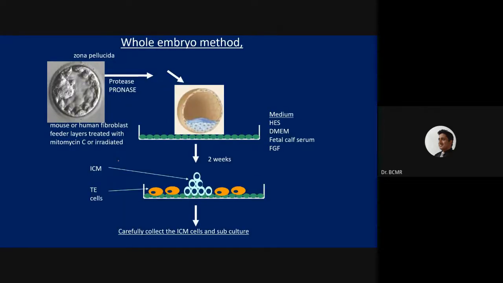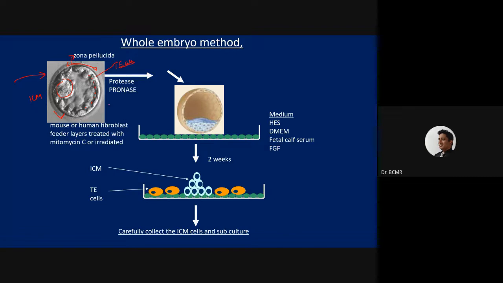First one, the whole embryo method. If you see the blastocyst under a microscope, it looks something like this. I mean, it's three-dimensional confocal. You'll see a layer like this. So the outside layer you're seeing is the zona pellucida, and this part is the ICM, inner cell mass, and the outside big cells you see are the trophoectodermal cells. These cells are trophoblast cells, you can say.